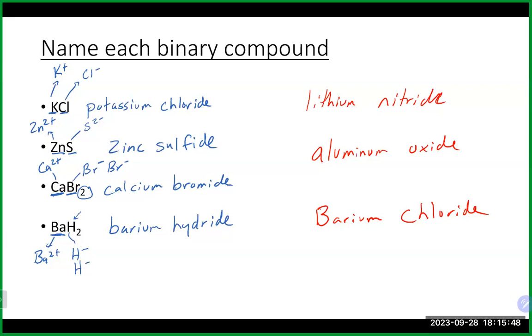So those are all type 1. Again, the metal pretty much determines how you should name it whenever you have a metal involved. Now, when we are going from name back to formula, if we can determine it's ionic, it needs to equal 0.